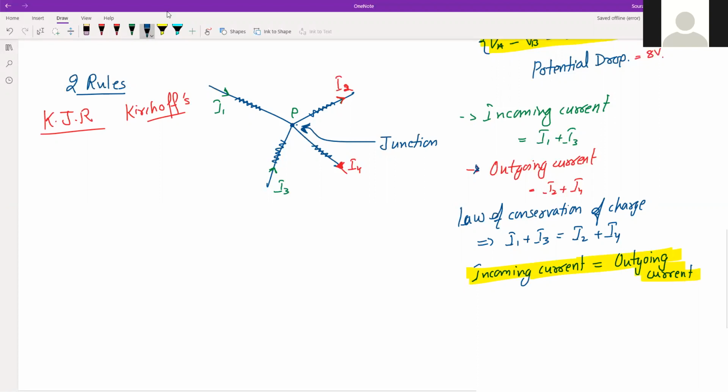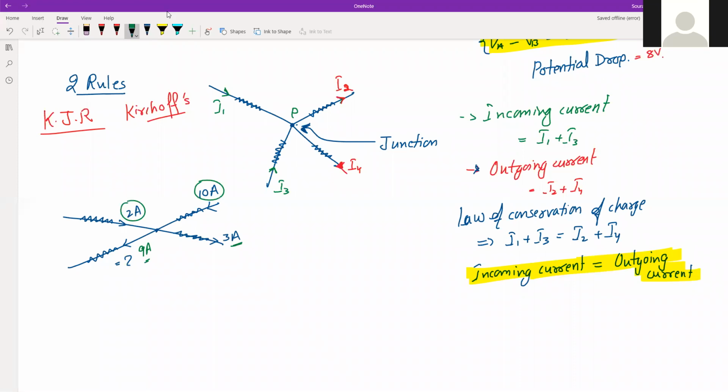Okay, and we can see the application of this. I mean, if you have understood or not. So suppose at this junction, from here and here currents are entering, and here it is leaving from the junction. Junction is this. So if it is 10 ampere, this is 2 ampere, this is 3 ampere, then this will be equal to 9 amperes. So 9 plus 3 is equal to 2 plus 10.